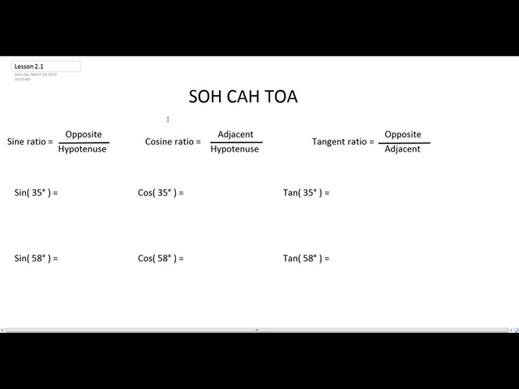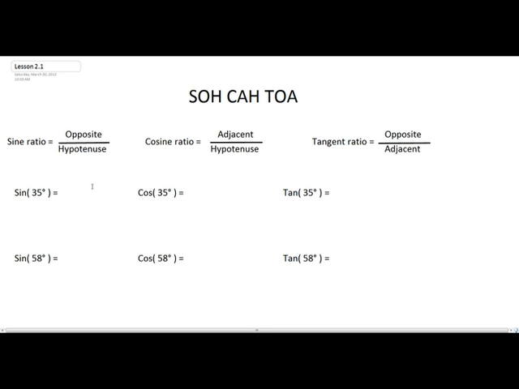So just want to do a review of what we did in our first lesson. We looked at SOHCAHTOA, our mnemonic for remembering the sine ratio, cosine ratio, and tangent ratio. Sine is opposite over hypotenuse, cosine is adjacent over hypotenuse, and tangent is opposite over adjacent. So that's our SOHCAHTOA.